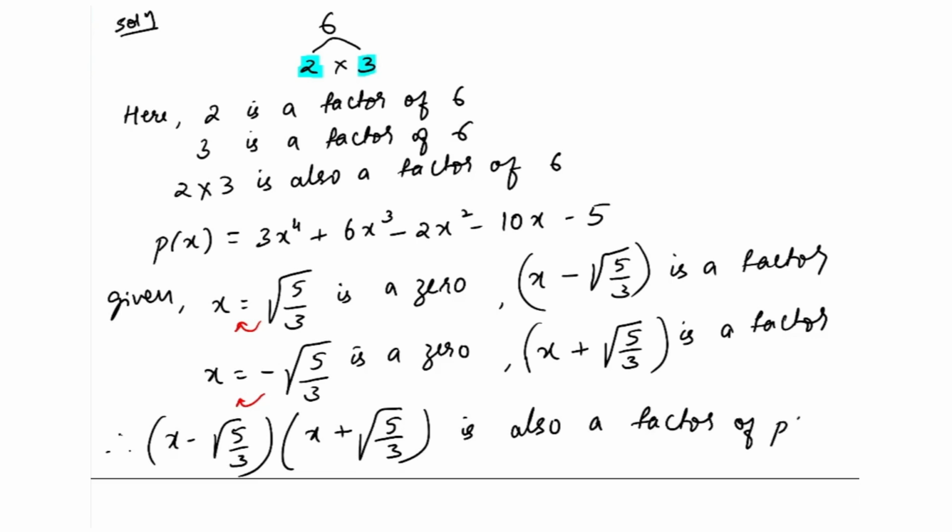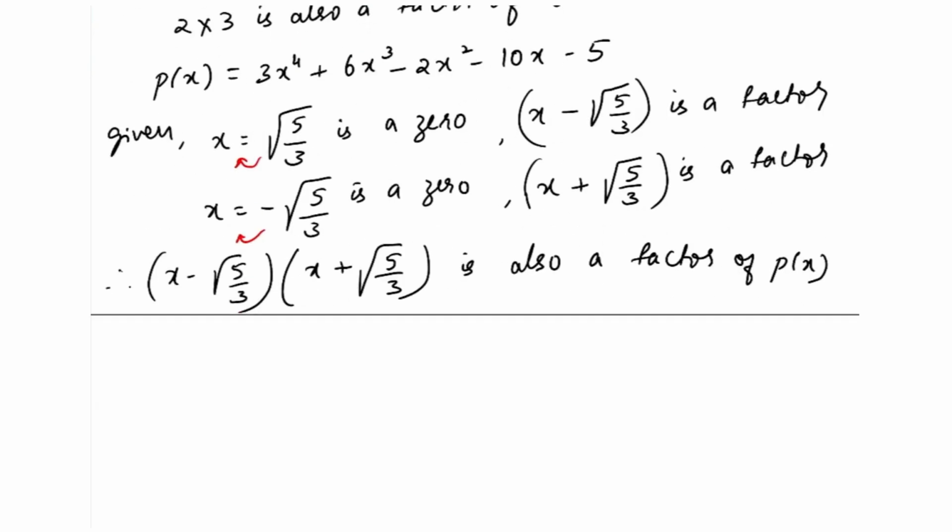of p of x. Now, if we notice here, this is of the form a minus b into a plus b. A minus b into a plus b is written as a square minus b square. Now, in the place of a, we have x. And in the place of b, we have root of 5 by 3.